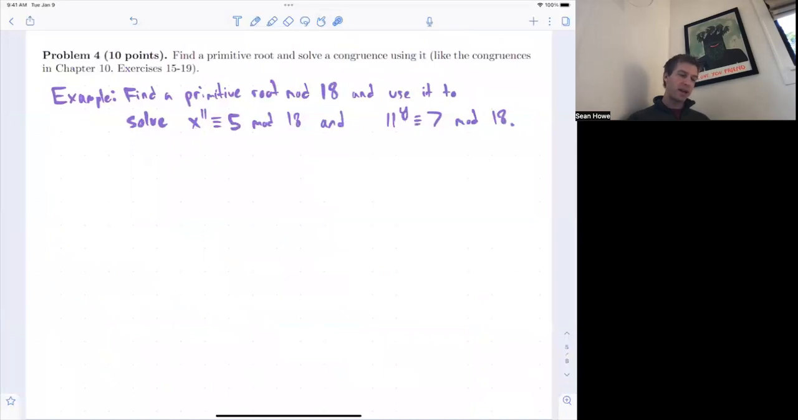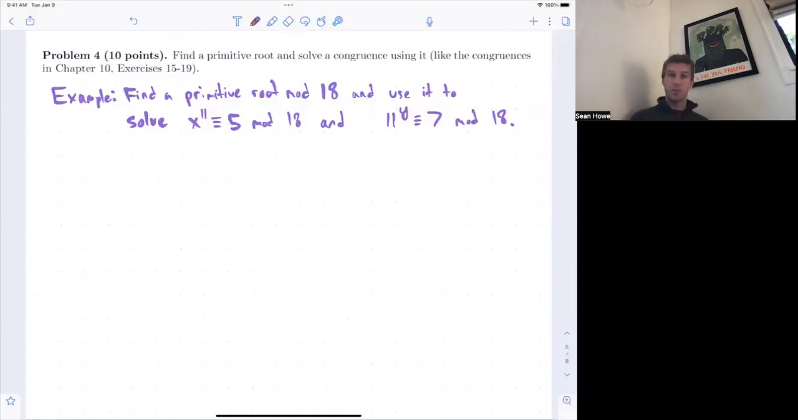Problem 4 asks you to find a primitive root and solve a congruence using it. This will be something like the congruences in chapter 10, exercises 15 through 19. In class we saw these two basic types of congruence problems. Here's an example that we'll do right now: x to the 11 is congruent to 5 mod 18, or 11 to the y is congruent to 7 mod 18. So a congruence where either you have a power of something, or you're solving for the exponent. For both of these, if you have a primitive root, you're in good shape.